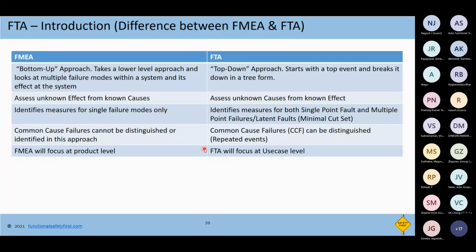FMEA will not distinguish whether it's a single point failure or multiple point failure, or whether it is a common cause failure. But in FTA, we can identify that, and we even have a tool set which easily helps us to identify it. FMEA mainly focuses on product level, where some of the failure modes might not violate our safety goal, but we still analyze them at product level. But in FTA, we start with the use case level and mainly focus on that particular use case; all the failure modes which result in that particular effect will be analyzed.